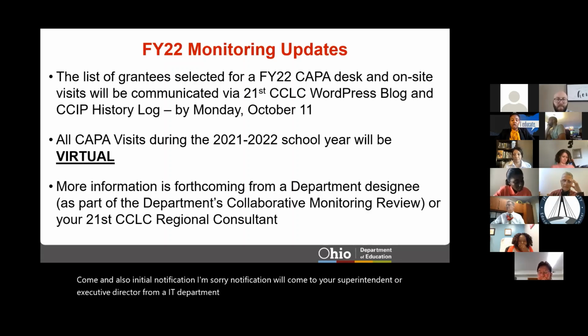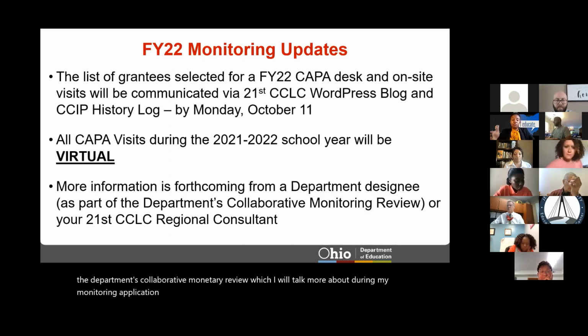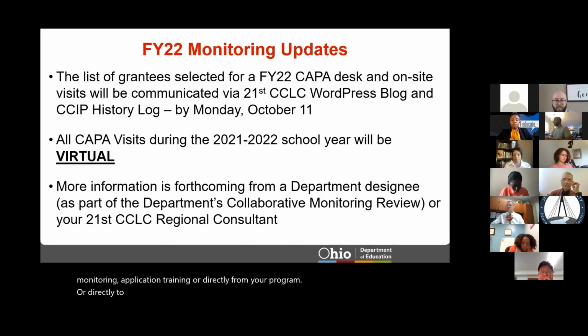Also, initial notification will come to your superintendent or executive director from a department designee, if your district or organization is a part of the department's collaborative monitoring review, which I will talk more about during my monitoring application training. Otherwise, it will come directly to your program manager from your 21st Century Regional Consultant. We will go through this in more detail during this year's training.